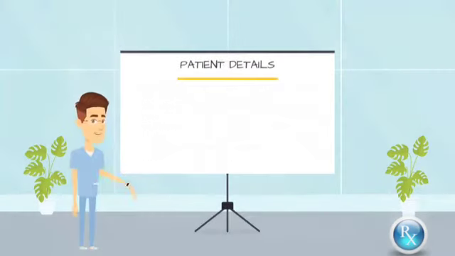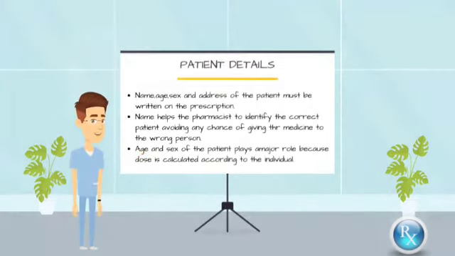Next is patient details. The patient's name, age, sex and address must be in the prescription, because the name helps the pharmacist to identify the patient easily. The age and sex of the patient is asked to calculate dose according to each individual. In some cases, weight and height of the patient is also required. Address of the patient is recorded to contact the person at a later stage, or to deliver the medication personally.